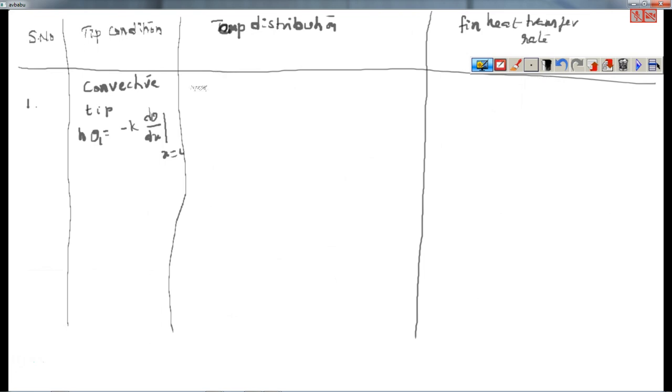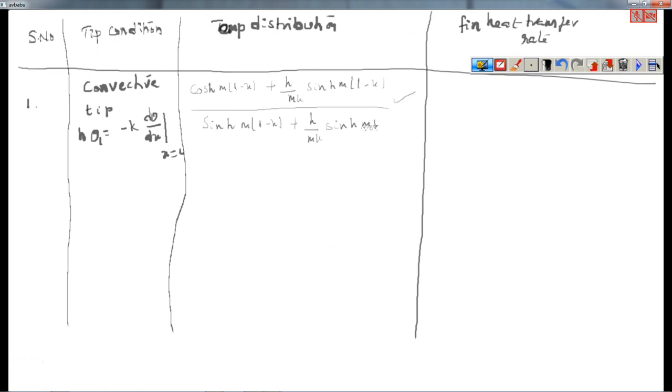The equation we have derived for temperature distribution is theta by theta 0 is equal to cosh m into (L minus x) plus h by mk into sinh m(L minus x), divided by cosh ml plus h by mk sinh ml. This equation we have derived already.